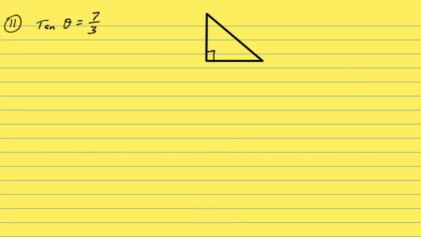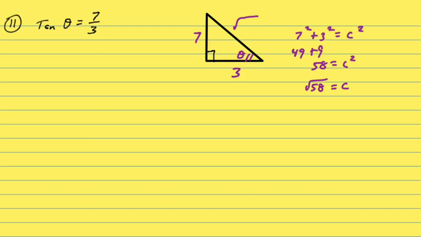Okay, number 11 says the tangent of theta is 7 over 3. Always draw your picture, draw your right angle so you can tell where your hypotenuse is, and label theta. I usually put it in the bottom corner. Tangent is opposite over adjacent, so 7 over 3. We'll find the missing side by doing legs squared plus legs squared equals hypotenuse squared. 49 plus 9, I think, makes 58, c squared. So radical 58 would be c. So I'll call this hypotenuse radical 58.